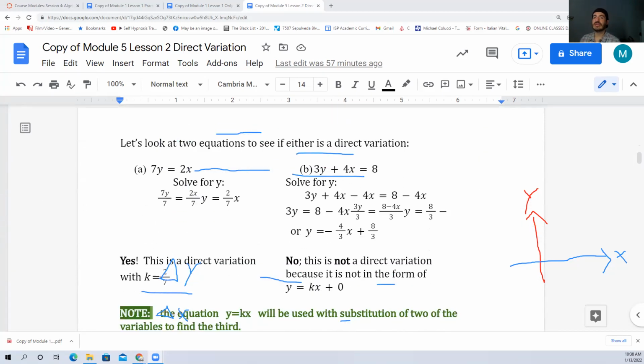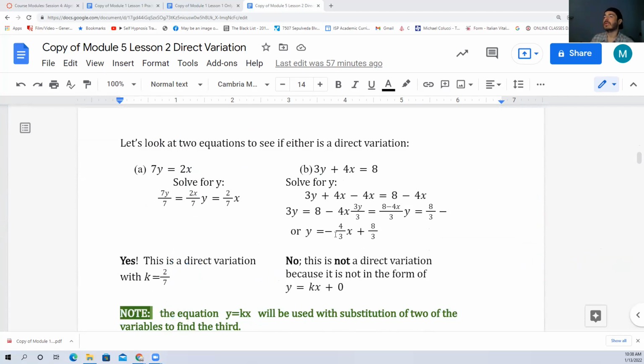Let's look at 2 equations. So now we're not going to look at this visually so much. We're going to do some algebra. Let's see if either is a direct variation. What does that mean? For it to be a direct variation, it needs to be in the form y equals kx, where k is a constant, so k is a number.